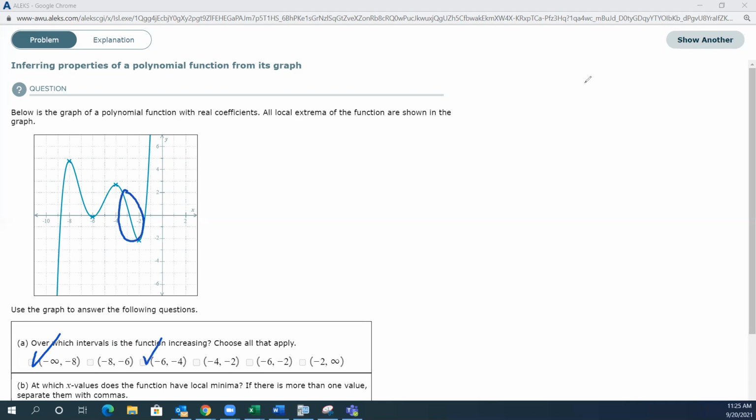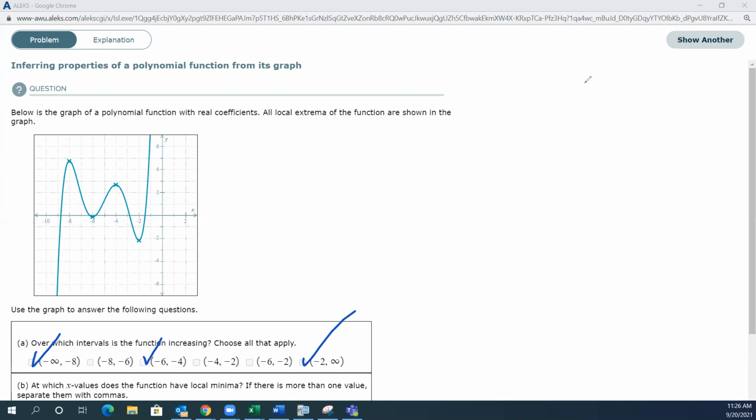-4 to -2. Nope, that's decreasing. -6 to -2. Well, it is increasing, but then it's decreasing again. So we're going to say no. And -2 to infinity would be this guy. It's very Buzz Lightyear. So yes, that works. Okay, so those are the intervals.